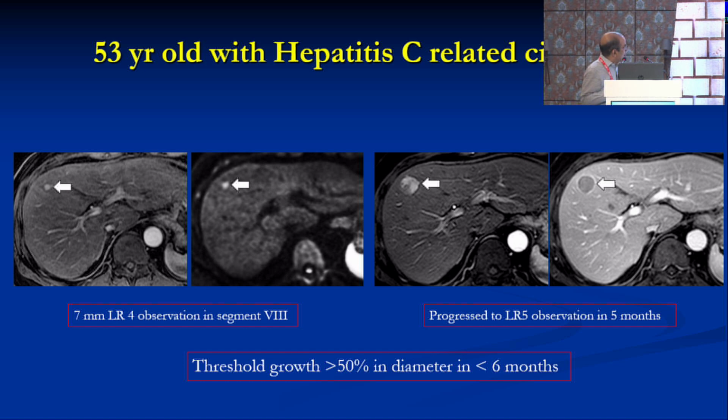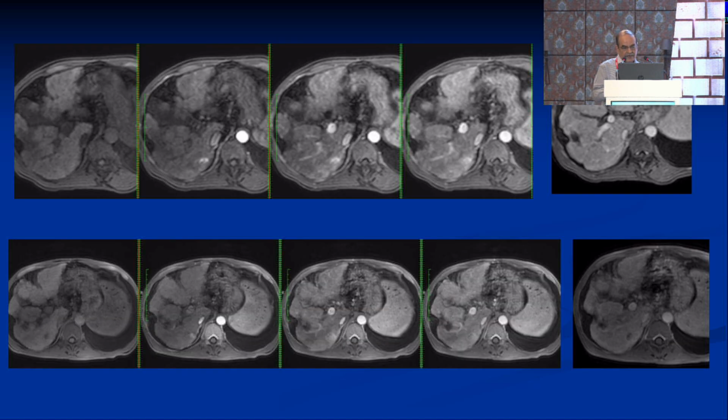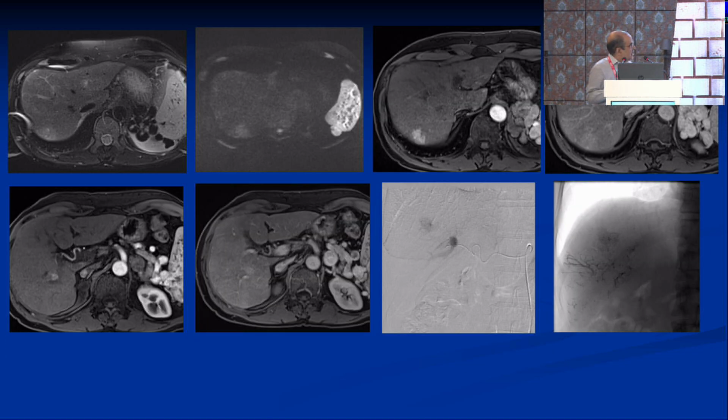Here's a patient which shows you interval growth, threshold interval growth. There's a small lesion which was picked up, a 7 mm LR4 observation, which showed venous washout, showed restricted diffusion, and after an interval of 5 months, there was an increase in the diameter of the lesion, and now the lesion had developed clear-cut washout as well as presence of a capsule, and this was a manifest HCC.